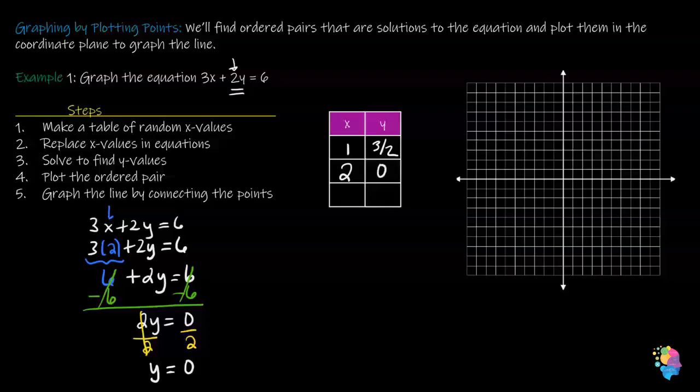This gives us a whole number ordered pair. So let's plot it. This is (2, 0). That means that my point is on the x-axis. This is a point, (2, 0).